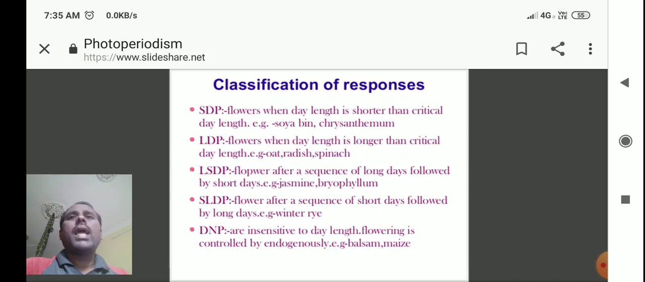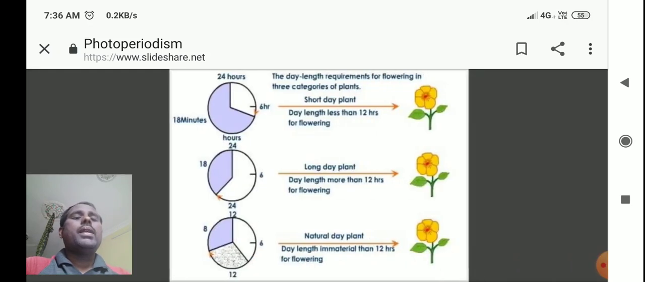Based on light duration, we can simply classify plants into three types: LDP, SDP, and DNP. SDP means short day plants, LDP means long day plants, and DNP means day neutral plants. This is the classification of photoperiodism. Then you can understand it through schematic diagrams.